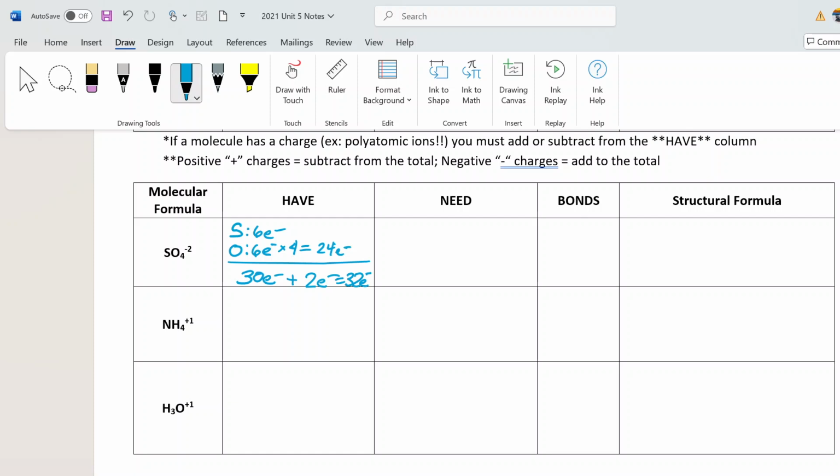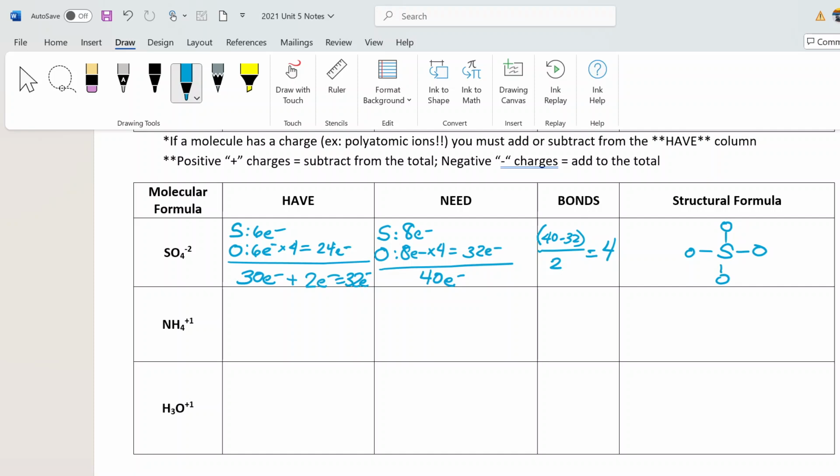Now in the need column, I'm going to do nothing different. I'm just going to do the same thing that I've been normally doing. Sulfur needs 8 electrons. Oxygen also needs 8 electrons, but I have 4 of them for a total of 32 there. So 32 and 8 gives me 40 electrons. So my need column has 40. So now to find out how many bonds I need, I have 40 minus 32 divided by 2, and that gives me 4 bonds. So in this case, I'm going to have sulfur in the center, bonded all the way around by oxygen.